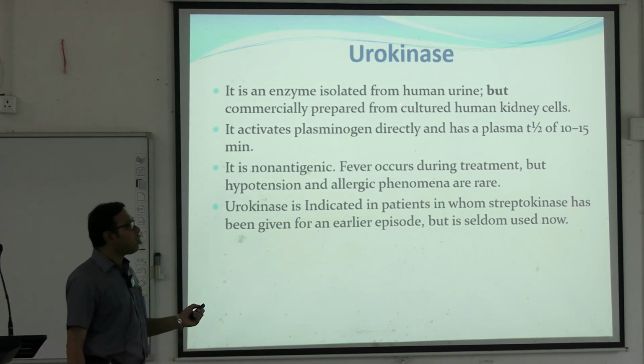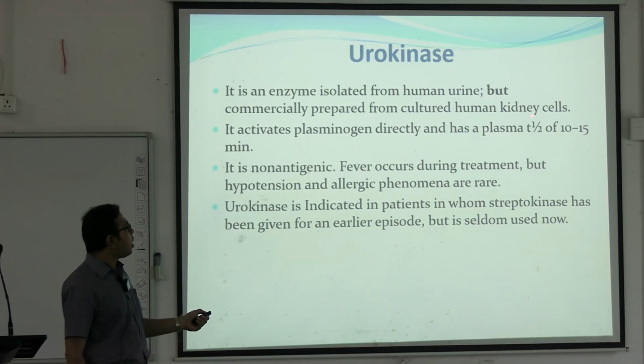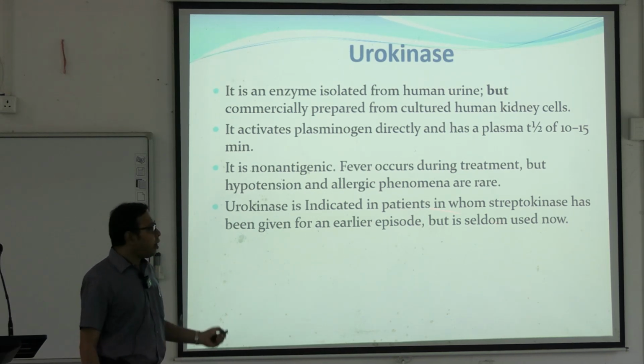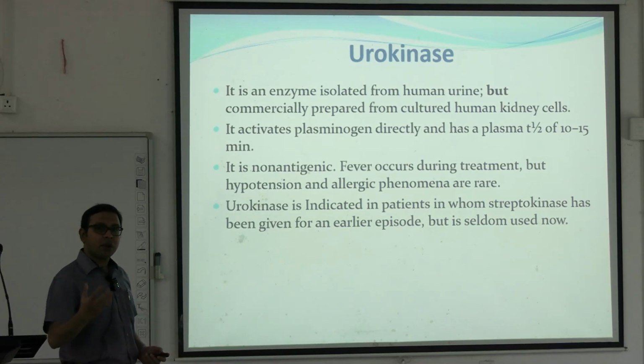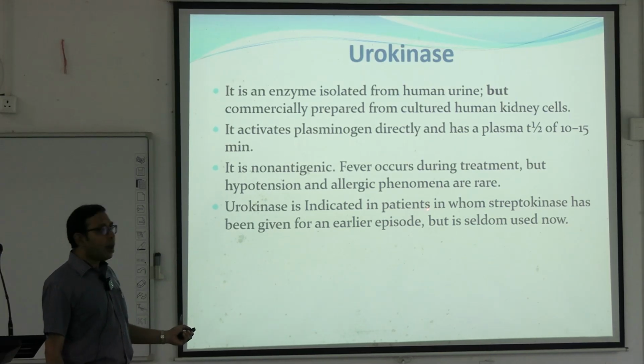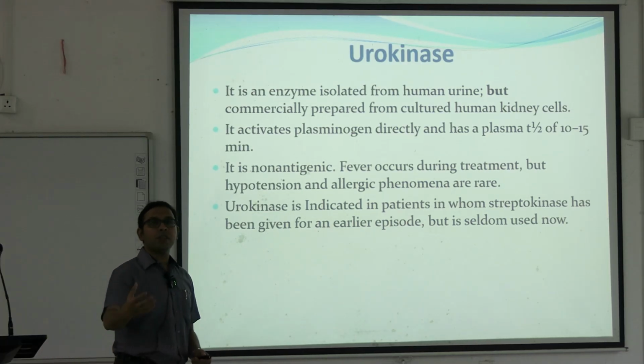Urokinase is an enzyme isolated from human urine but it is commercially prepared from cultured human kidney cells. It activates plasminogen directly and has a plasma half-life of 10 to 15 minutes. It is non-antigenic. Fever during treatment comes but the allergic reactions are quite less. It is indicated in patients in whom streptokinase has been given for an earlier episode but is seldom used now because the newer ones are there.